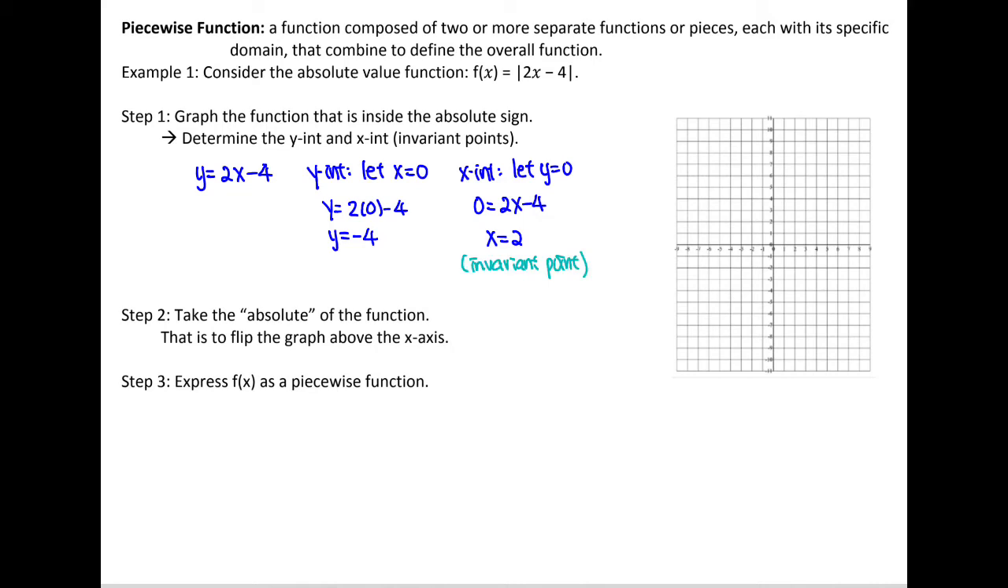Let's put it on the graph. So we have the y-intercept of negative 4, we have the x-intercept of 2. Now we make a line. Step 2, we have to take the absolute of the function. That means we are going to flip the graph that is below the x-axis to be above the x-axis. So starting from the invariant point, we know this point here is at negative 2. Now we're going to flip it into positive 2.